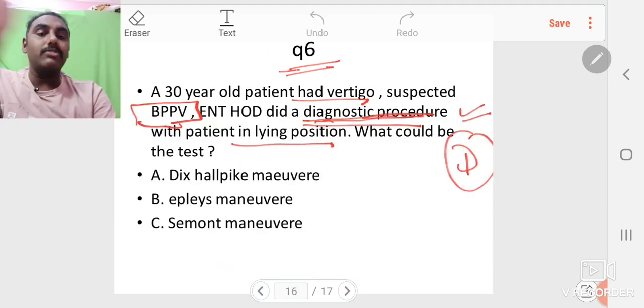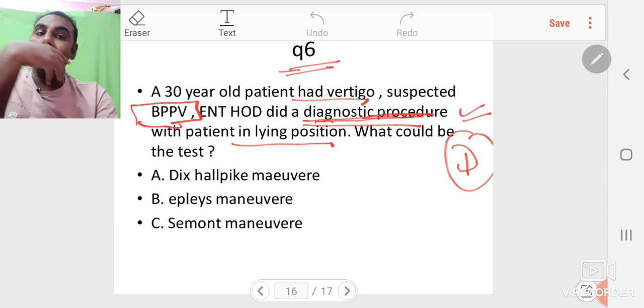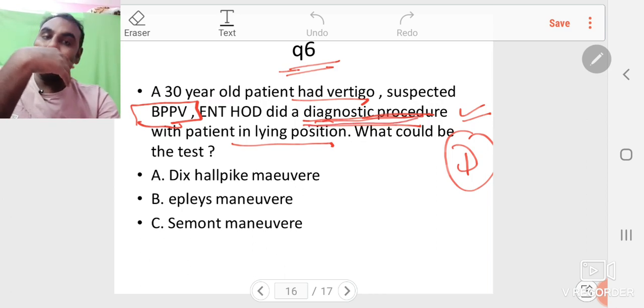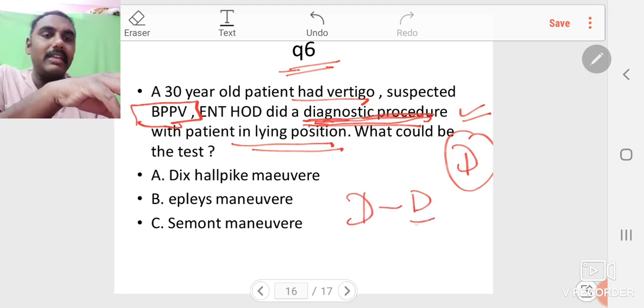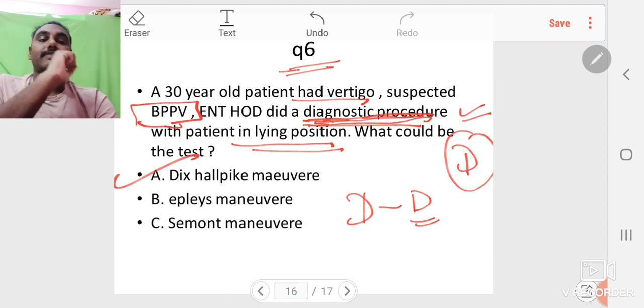So, now coming to the question. Here he did a diagnostic procedure with the patient in lying position. Diagnostic procedure, so as I said, D for D, think of the Dix-Hallpike maneuver.